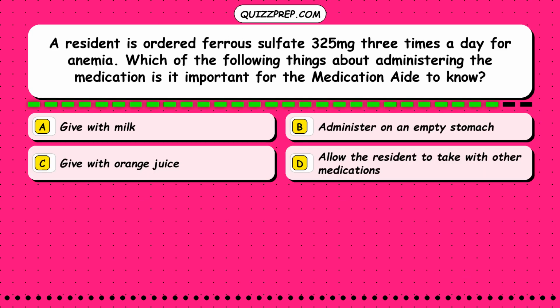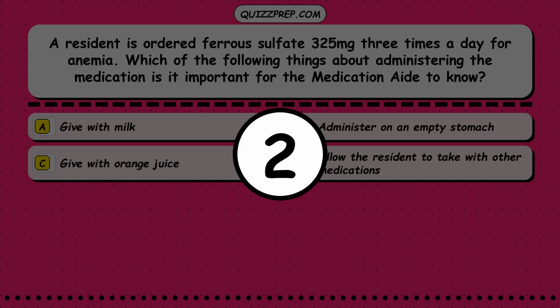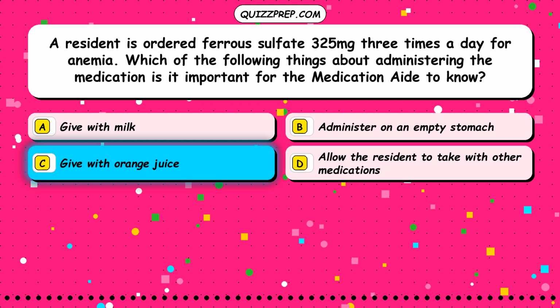Question 260. A resident is ordered ferrous sulfate 325 mg 3 times a day for anemia. Which of the following things about administering the medication is it important for the medication aide to know? Option A, give with milk. Option B, administer on an empty stomach. Option C, give with orange juice. Option D, allow the resident to take with other medications. The correct answer is option C, give with orange juice.